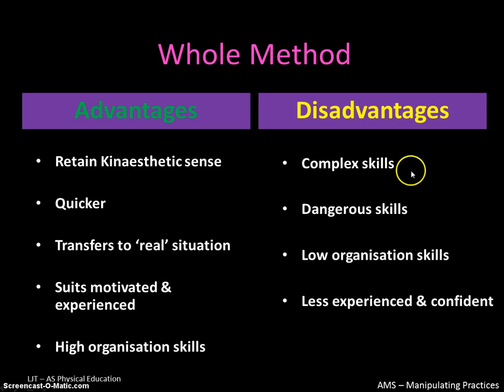However, this might not be suited to complicated skills or dangerous skills. You would be totally negligent as a trampolining coach to say to a learner, go and have a go at a somersault, just have a go, because that's way too complicated and dangerous for them to do. It's not appropriate really for skills which have low organisation. You run the risk of perhaps them performing it badly. So if you can break it down, sometimes that can help.